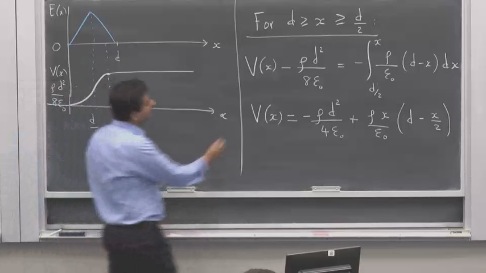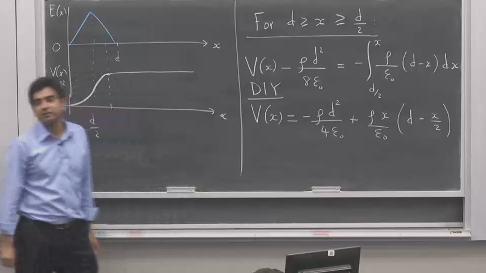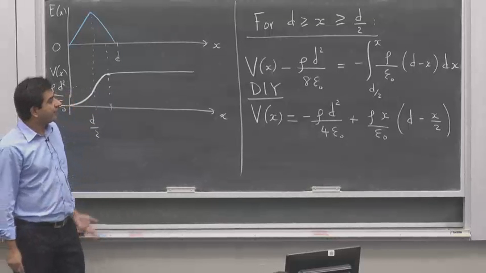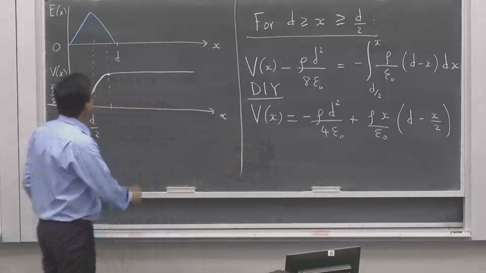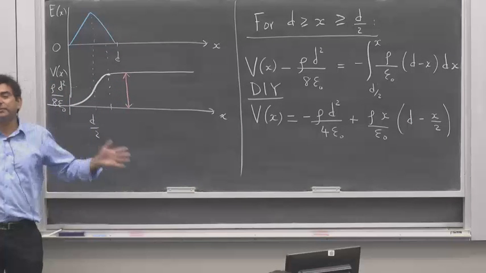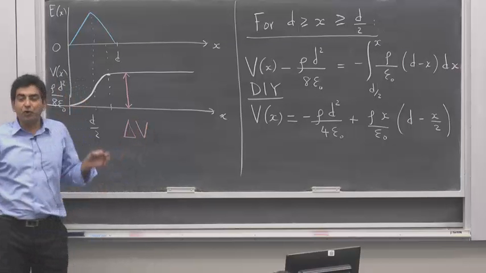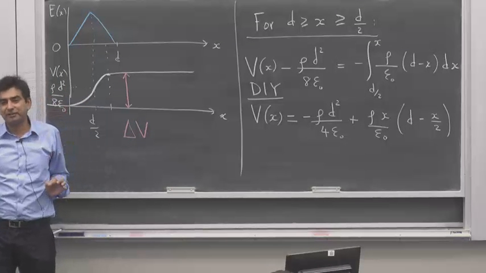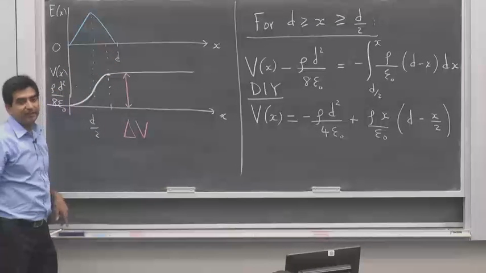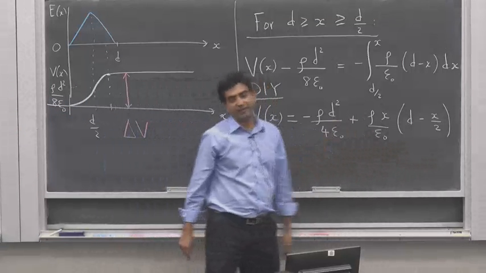Now this simple step is something for you to do on your own. It's a do-it-yourself step. It's quite easy to perform this integration. If x equals d, I would like to find out what the change in potential is across the depletion region. That will give me a delta V. The voltage across the junction will be equal to this height. And how can I find this change in potential? I just put x equals d inside here.